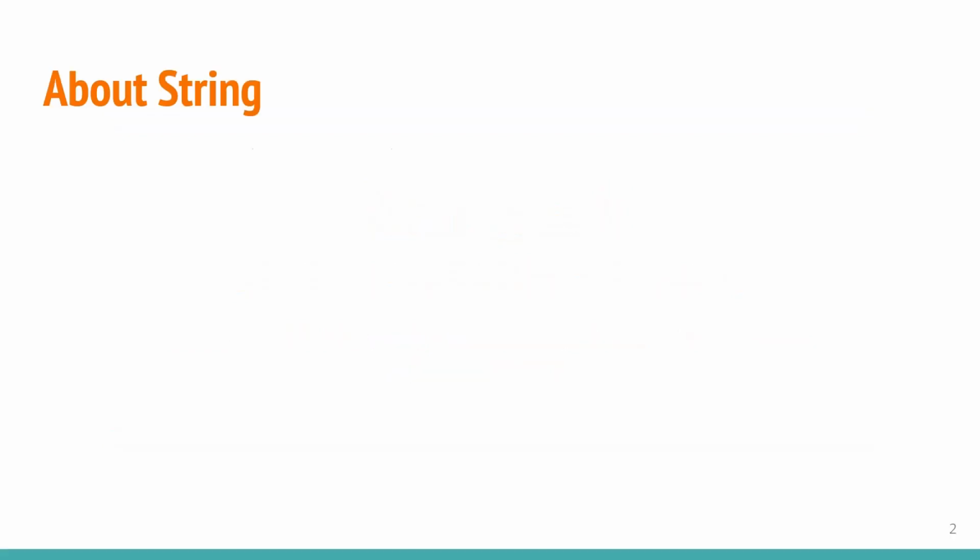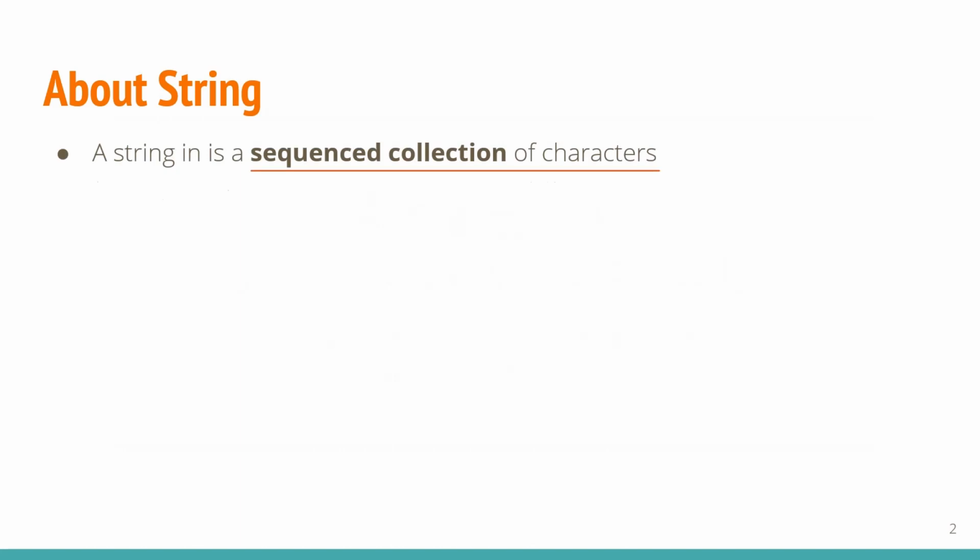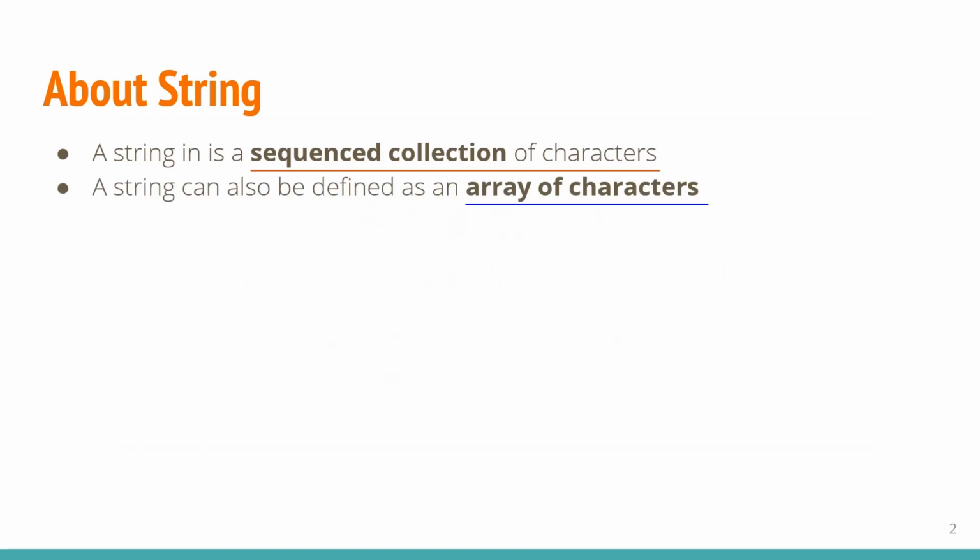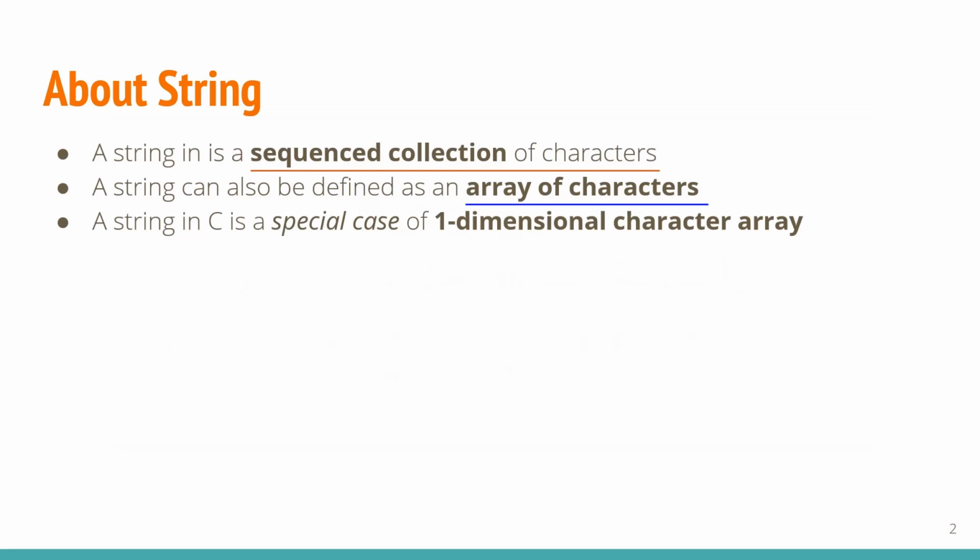First, we will learn what strings are in C. A string is a sequenced collection of characters. What do you mean by a sequenced collection? The characters are represented one after the other in a sequenced fashion. Hence, a string can also be defined as an array of characters. Now you might be asking, since they are just an array of characters, and in the previous session we had seen in depth about one-dimensional arrays, then why did we not study strings in the previous sessions? The answer is that strings are a special case of one-dimensional character arrays, wherein they are handled differently.